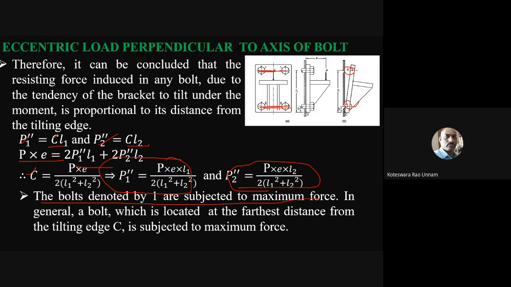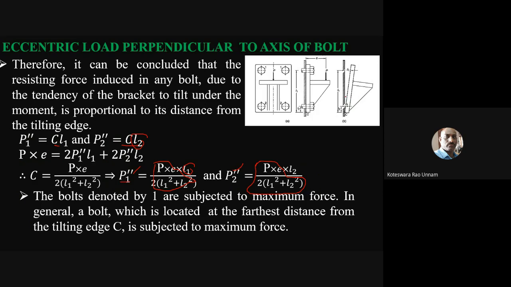So here you can clearly see that your P1 double dash is going to be more, because this length L1 is more when compared to L2. If you compare these two equations, P1 double dash and P2 double dash, this part of the equation is the same for both. Here in this also you have P by 2 L1 square plus L2 square. Then this quantity is multiplied by L1, that is nothing but your C, C L1, C L2. So now, since C is the same for both, if L1 is more than L2, then obviously your P1 double dash is going to be more than P2 double dash.